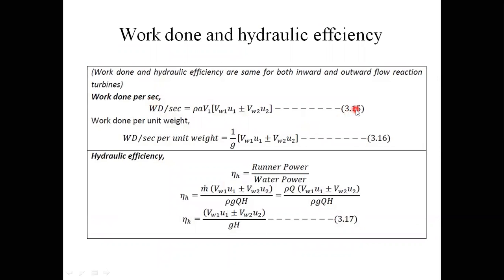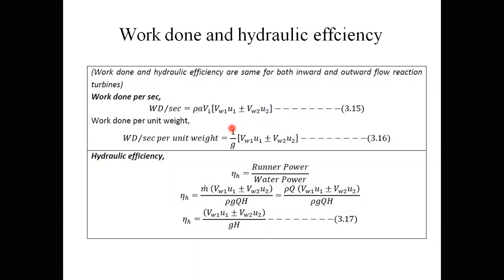See here, work done per unit weight is found by 1 by g into (VW1 U1 plus or minus VW2 U2). So using these two formulas, we calculate work done per second for the Francis turbine, inward and outward flow reaction turbine.